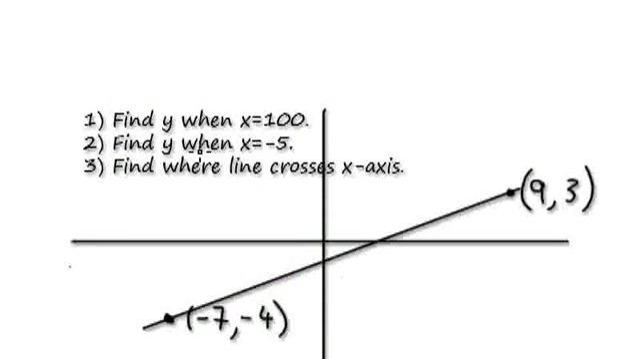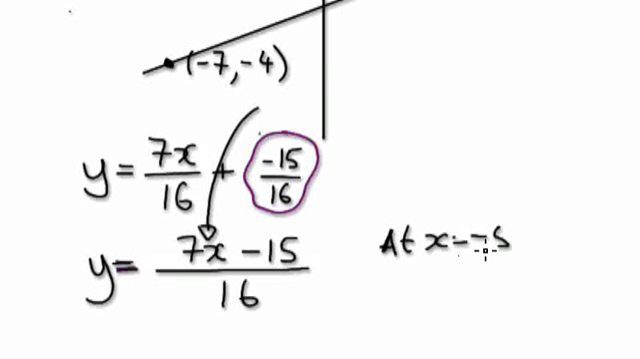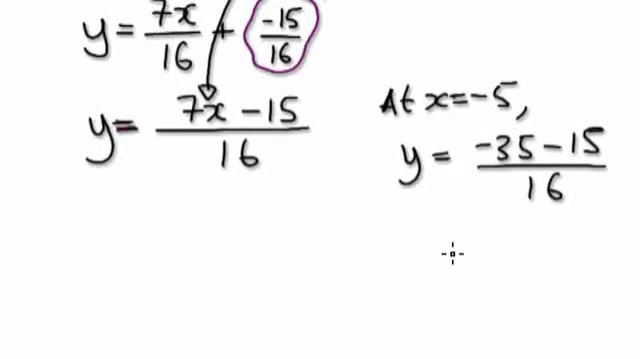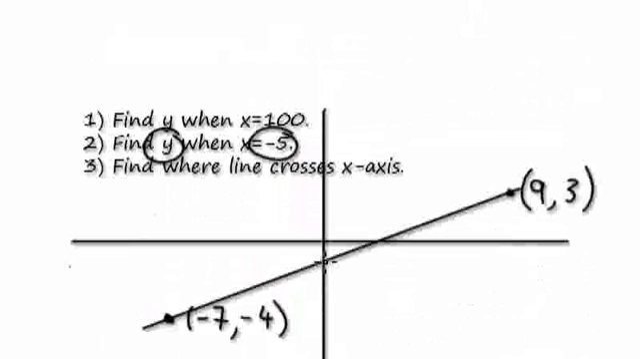And to answer this question here, what is y when x is minus 5? Well, you put the minus 5 into here. So at x equals minus 5, y will be 7 times minus 5, which is minus 35, minus 15 over 16. So this would be minus 50 over 16. Leave as a fraction, actually.